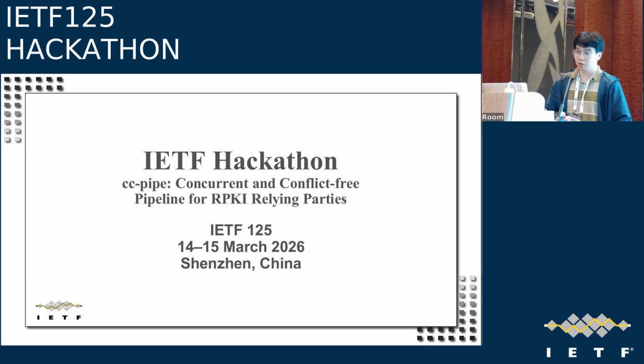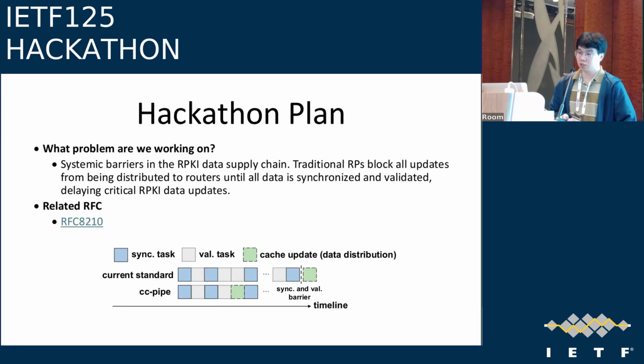Hello, everyone. I'm presenting CC Pipe, concurrent and conflict-free pipeline for RPKI relying parties. We focus on systematic barriers in the RPKI data supply chain. That is, traditional RPs block all updates from being distributed to routers until all data is synchronized and validated, delaying critical RPKI data updates.